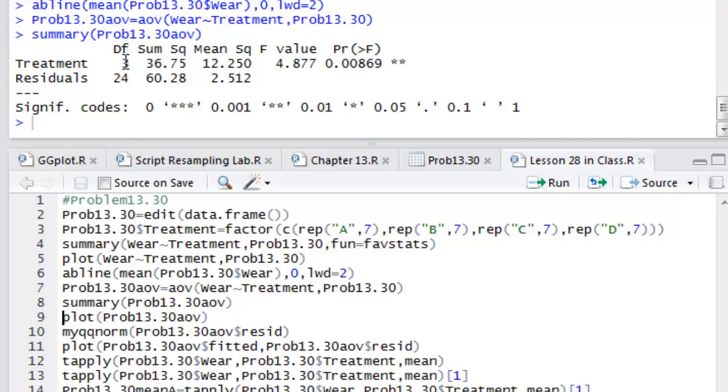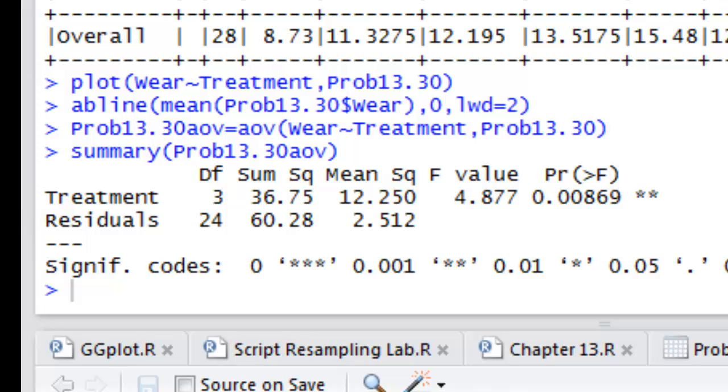Because we had 4 treatments, we lose 1 degree of freedom to estimating the overall mean. Residuals, within each of the treatments we had 7 data points, but in each of those we're estimating 1 mean, so we have 6 degrees of freedom in each one, and there's 4 of them. 6 times 4 is 24. Sum of squares, this is the difference between our treatment means and our overall mean, squared.